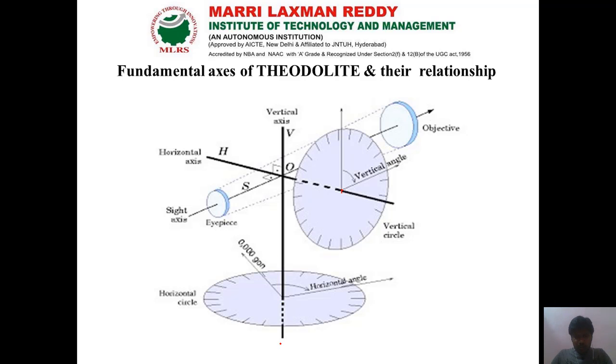This axis has to pass through the center of our horizontal plate or horizontal circle. The horizontal circle consists of the upper plate, lower plate, tribrach and the setups. Here Vernier A and Vernier B are attached to measure the horizontal angle, so that my telescope can be rotated with respect to the vertical axis in the horizontal plane. So these are the fundamental axes of the theodolite and their relationships.